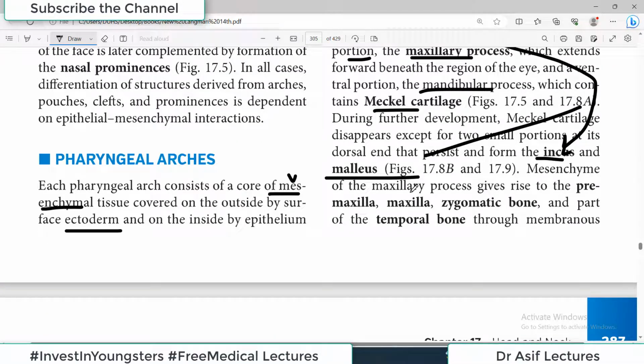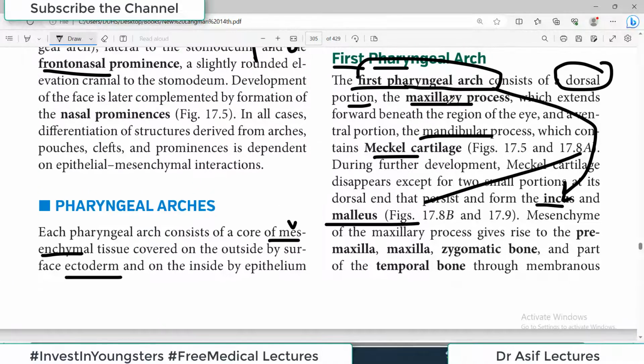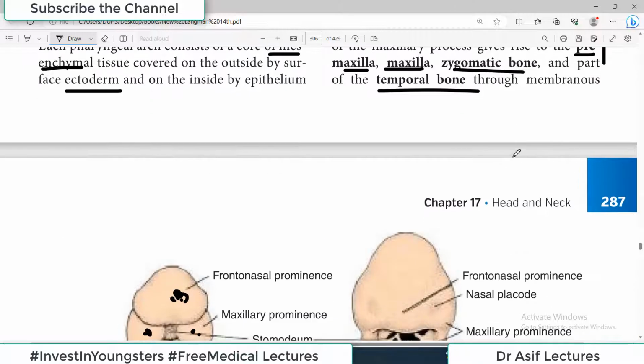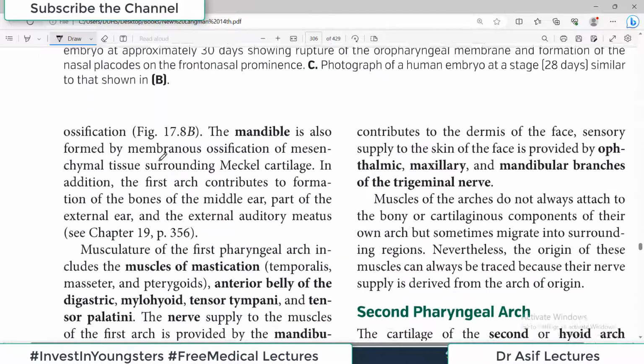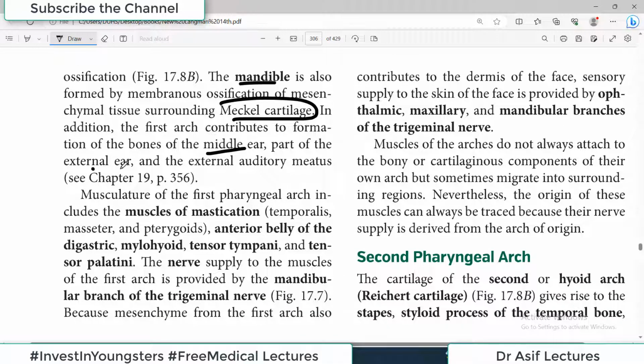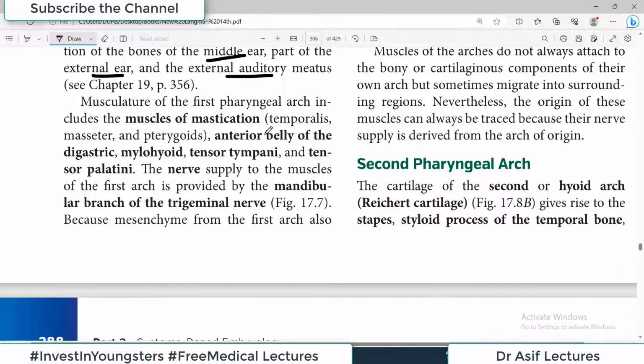The mesenchyme of the maxillary process, इसका जो dorsal portion था, give rise to, this is important, सुनिए, pre-maxilla, maxilla, zygomatic and part of the temporal bone. So skull की काफ़ी important bones हैं जो बन रही हैं from the first pharyngeal arch, and that happens through the membranous ossification. अब जो mandible है, it is also formed by the membranous ossification of the mesenchymal tissue surrounding the Meckel's cartilage. In addition, the first arch contributes to the formation of the bones of the middle ear, incus or malleus जैसे बन रहे थे, part of the external ear and external auditory meatus.